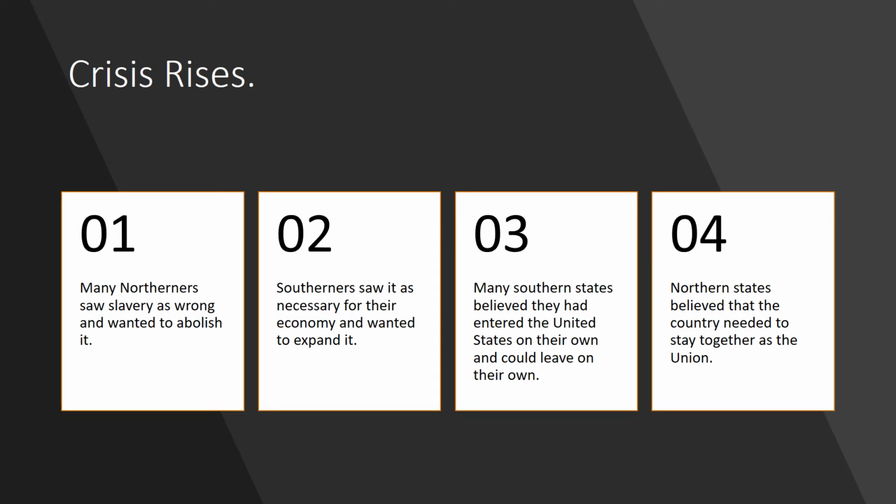So crisis will rise. Many Northerners are going to see slavery in the South as wrong, and they want to abolish it. Some Southerners see it as necessary because they need it for their economy, and many want to expand it. Many Southern states also believe they had entered the United States on their own, and that since they had entered the United States on their own, they could leave it at their own free will as well. Northern states, however, believe that the country needs to stay together to stay strong and stay united as a union.